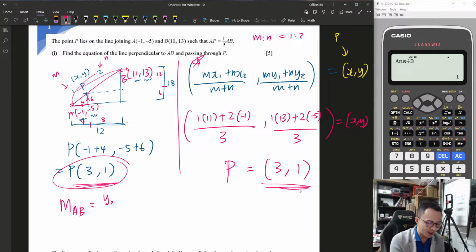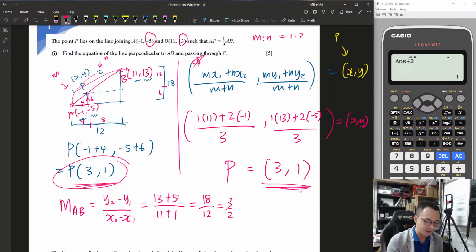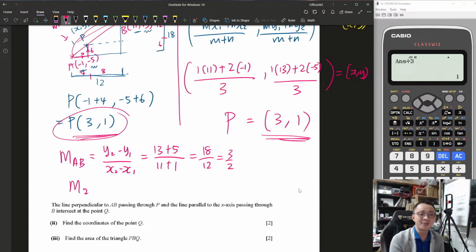The gradient formula is just y2 minus y1 over x2 minus x1, isn't it? So I can say 13 minus negative 5, which is 13 plus 5, over 11 minus negative 1, so it's plus 1. My gradient is basically 18 over 12, divide by 6, which is 3 over 2. If I want my second gradient, the perpendicular gradient, it's negative 1 over my first gradient, which is negative 1 over the gradient of AB. After you substitute in here, I got my perpendicular gradient, which is negative 2 over 3.